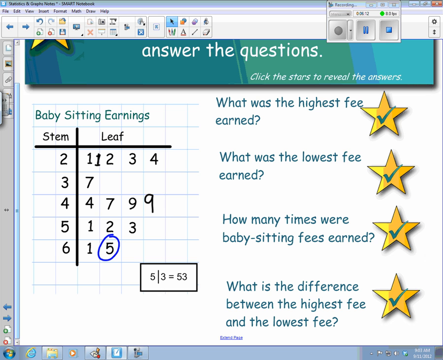What is the difference between the highest fee and the lowest fee? Well, that would be 65 minus 21, and that's going to give us 44. 44 is the difference between the two.